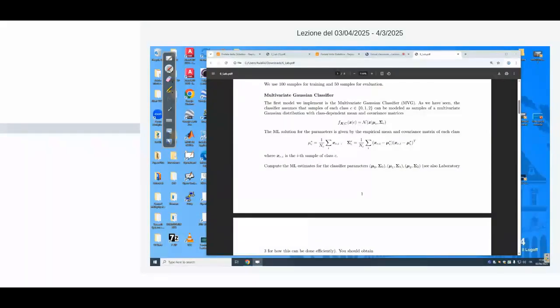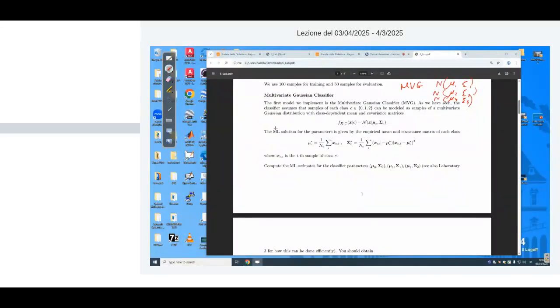Now, for the multi-class part, we have 3 classes. So the first step is we will train a multivariate Gaussian classifier, which means that we need to estimate the mean and covariance matrix of the 3 classes that make up our dataset. Each class has its own mean and its own covariance matrix. Each class is described by a Gaussian density.